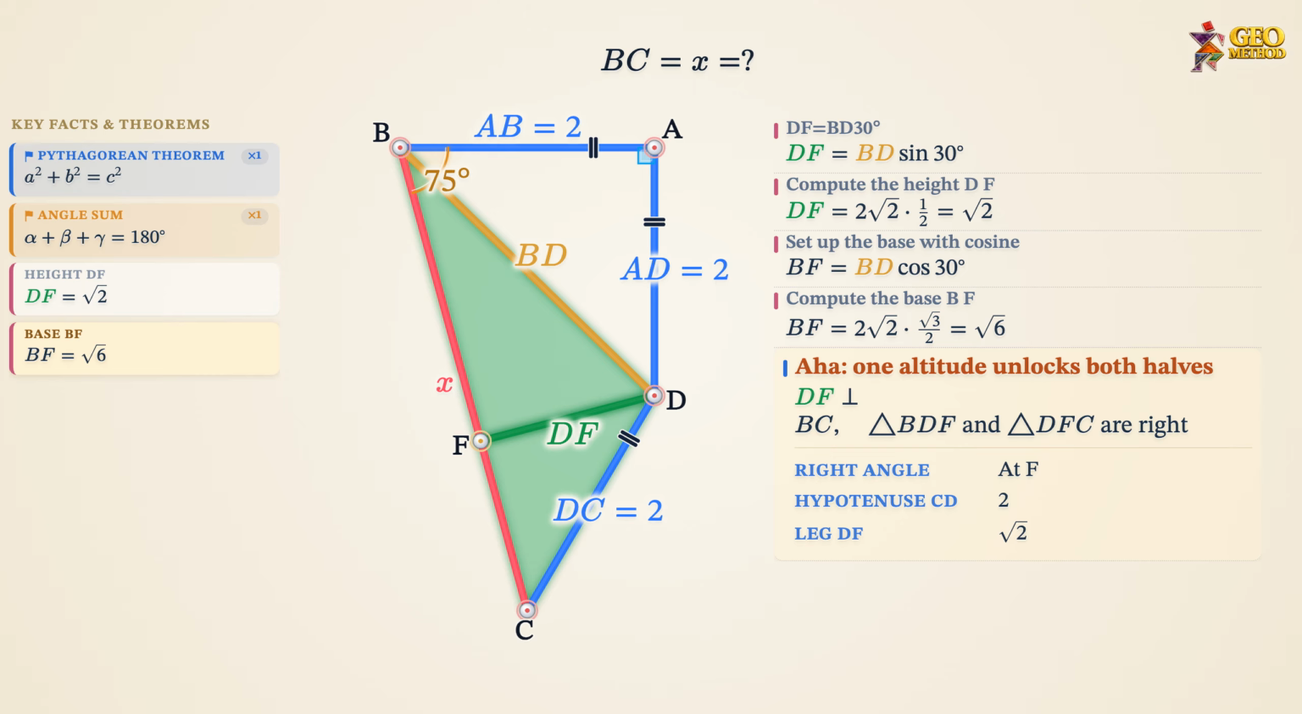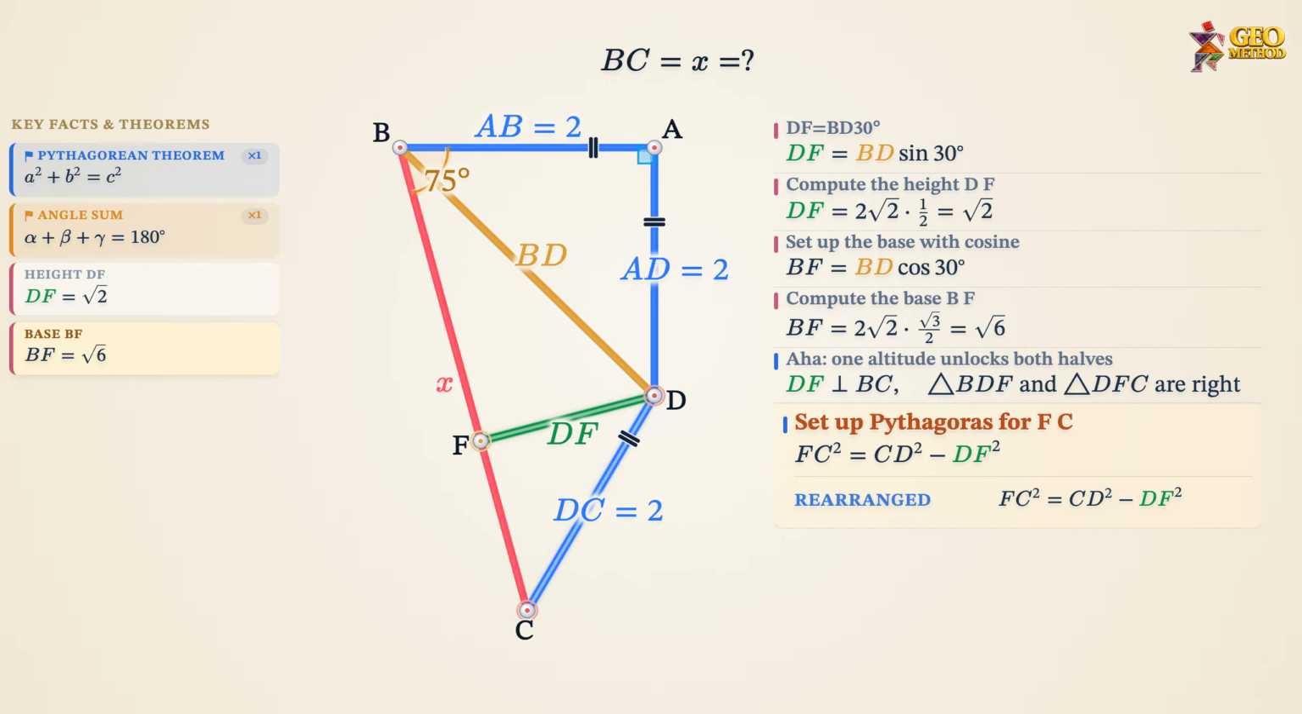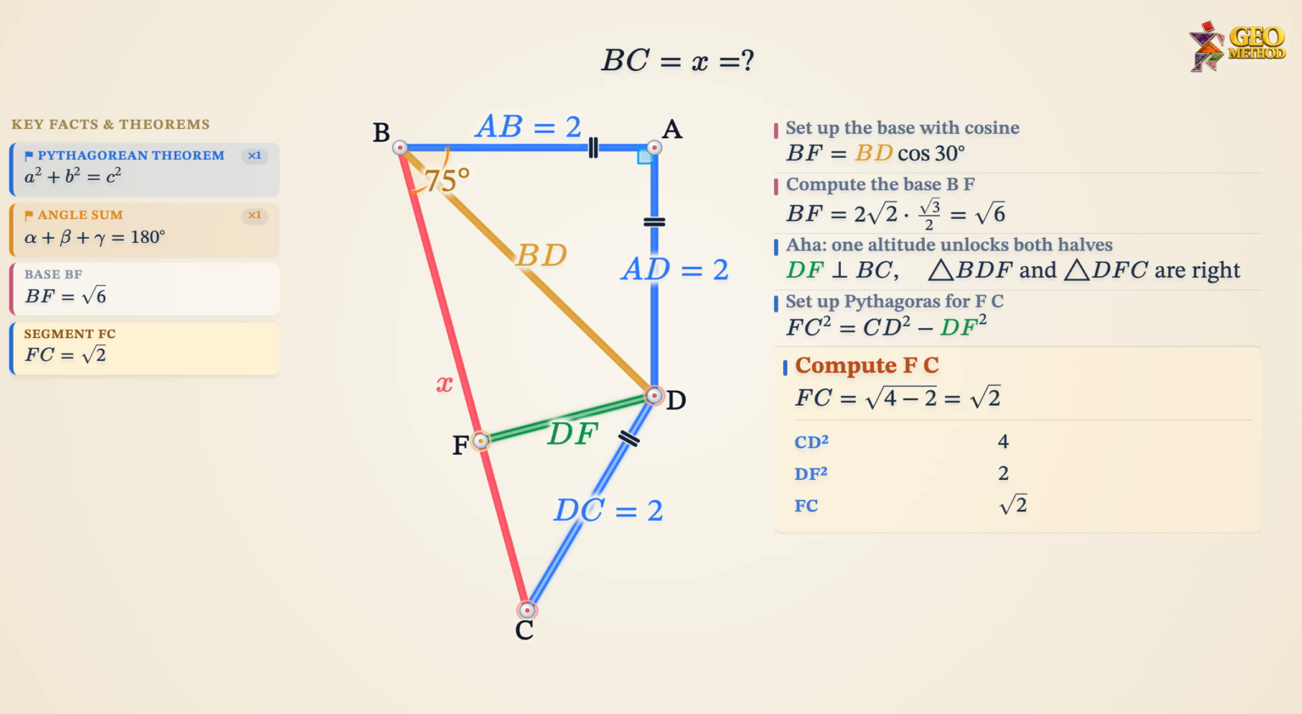In a right triangle, the leg squared equals the hypotenuse squared minus the other leg squared. So segment FC squared is segment CD squared minus segment DF squared, which we can now fill in with numbers. Segment CD squared is 4, and segment DF squared is 2. So segment FC squared is 4 minus 2, which is 2. Taking the square root gives segment FC equal to the square root of 2.